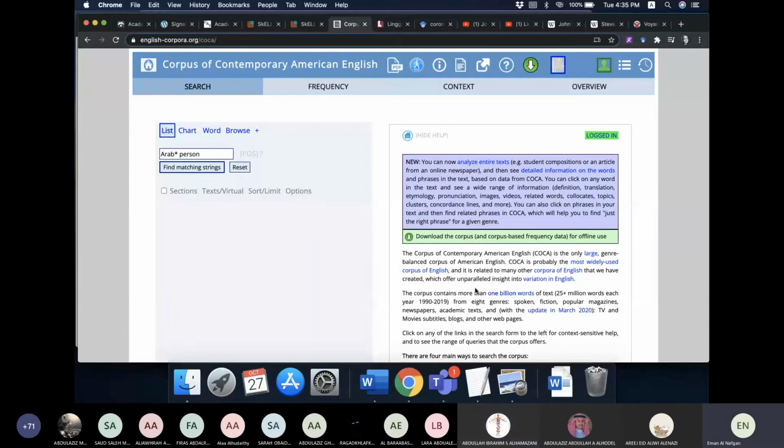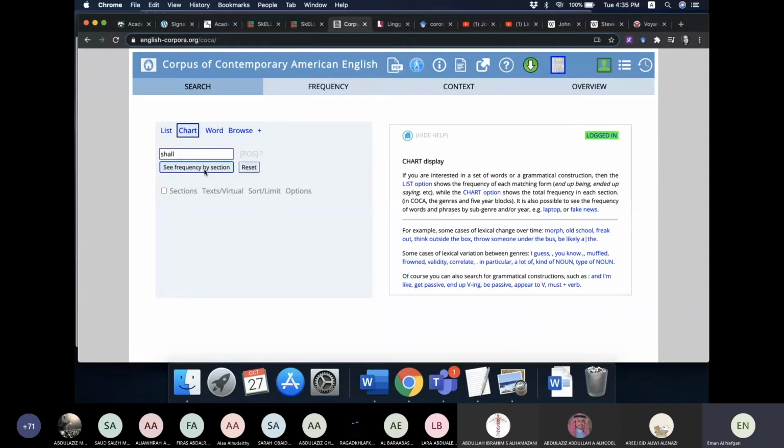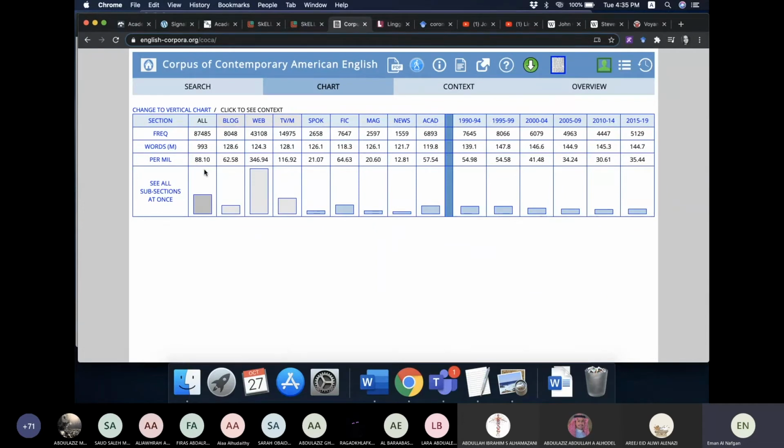I just want to show you things like, let's say, shall. If we go back and I want to look at shall as a chart, I want to see where does shall occur. Because sometimes I have students who insist on using shall, and I keep telling them that shall is no longer used. Now you can see here that the boxes tend to be very small. What does that tell you? Not common.